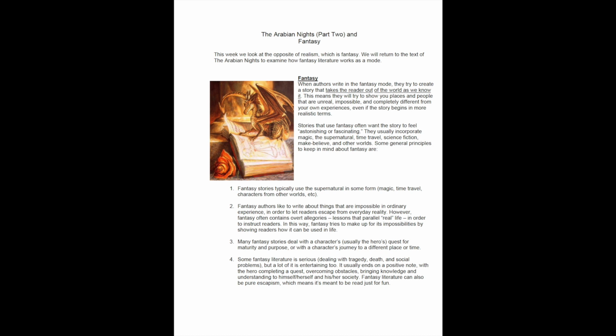Number 2, fantasy authors like to write about things that are impossible in ordinary experience in order to let readers escape from everyday reality. However, fantasy often contains overt allegories, lessons that parallel real life, in order to instruct readers. In this way, fantasy tries to make up for its impossibilities by showing readers how it can be used in life. Number 3, many fantasy stories deal with the characters', usually the heroes', quest for maturity and purpose, or with a character's journey to a different place or time.